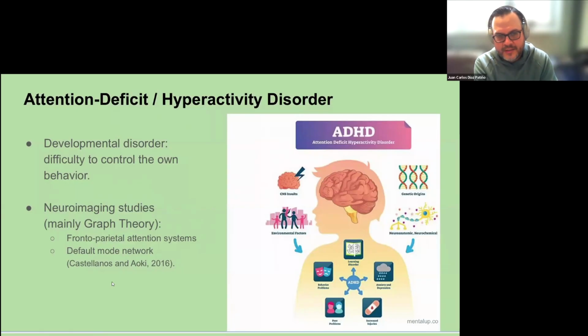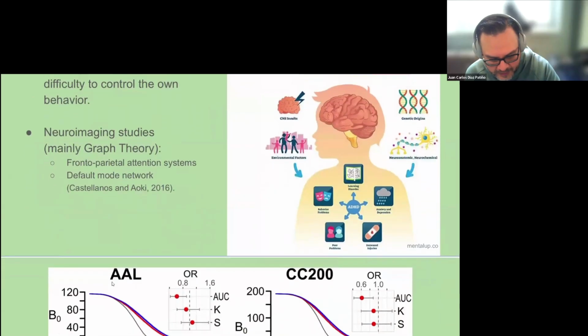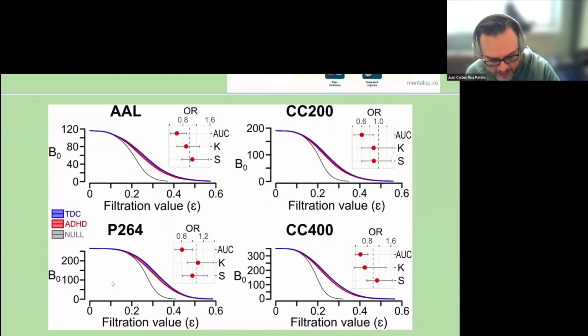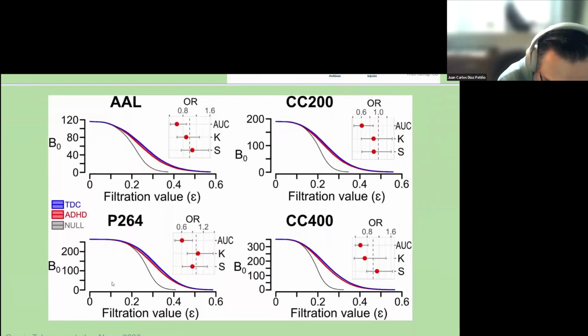The main studies that are done in this field are done with graph theory. This was before the introduction of TDA techniques. And the regions of the brain that are related to this disorder are the frontoparietal attention systems and the default mode network. We wanted to compare the Betti curves of these two groups. We have a group with typically developed children, and we computed all the Betti zero curves. And we have another group with children diagnosed with ADHD, and also we computed all the Betti curves.